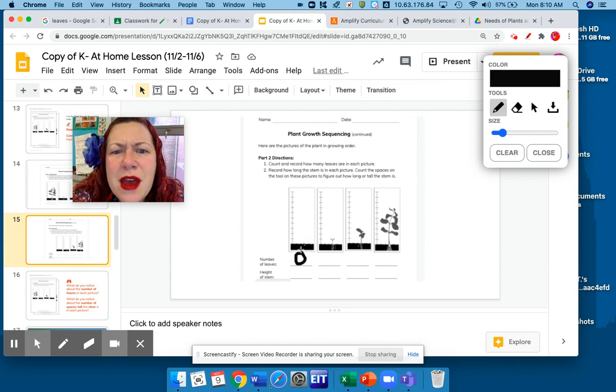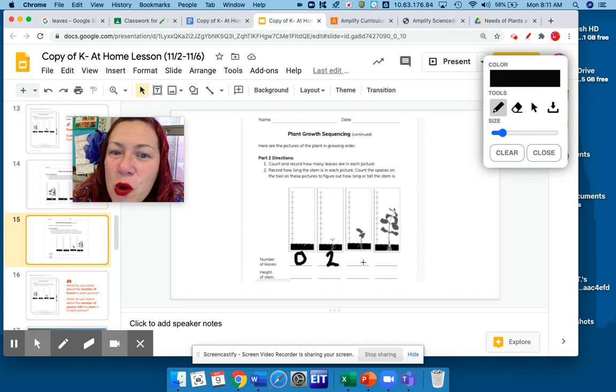Okay. Then we're going to count the leaves on the second picture. Let's see, 1 and 2. Ooh, I'm going to put the number 2 right on the line. Now, I am not going to count the leaves in the third or fourth picture. You're going to do that, and you're going to write the number of leaves on these lines. I know you're going to do a good job with that because you've been counting with your classroom teachers.